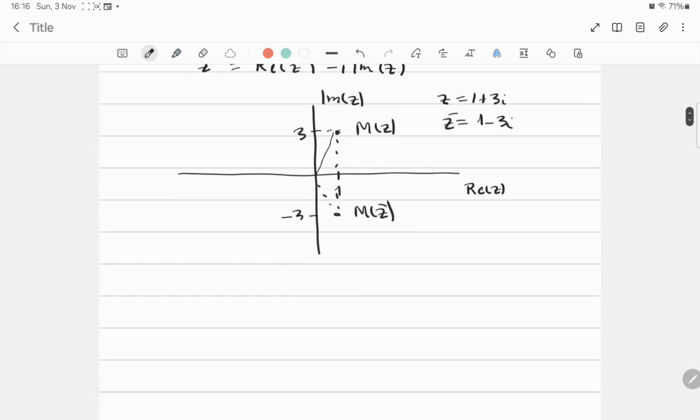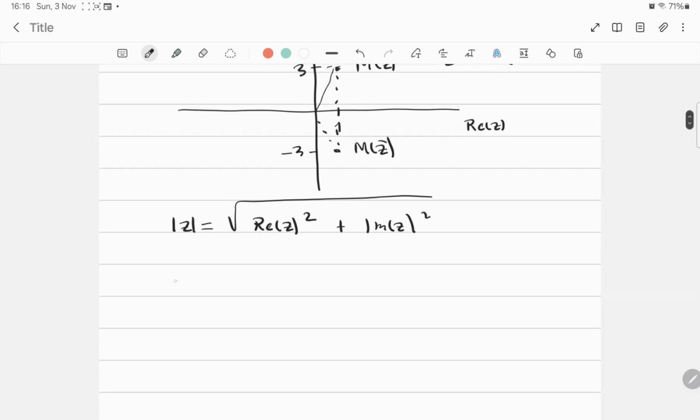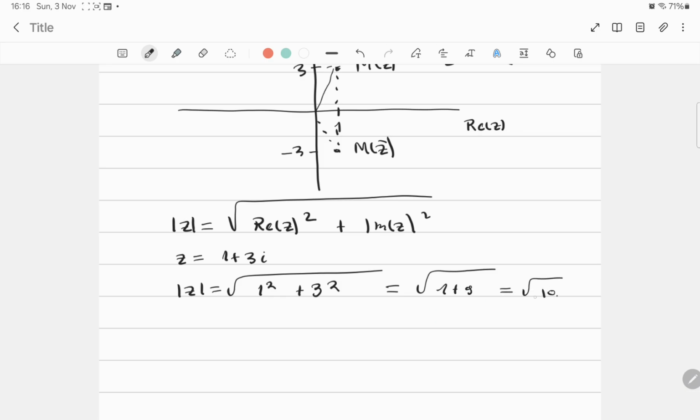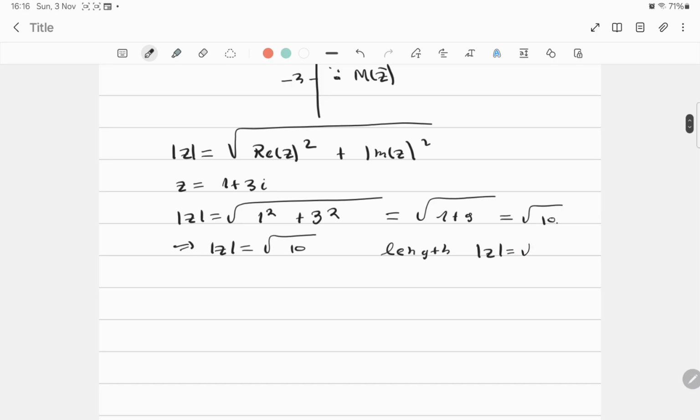Okay. How do we calculate the modulus of z? It is the square root of the real part of z squared plus the imaginary part of z squared. So let's say that we want to find the modulus of this complex number: 1 squared plus 3 squared, 1 plus 9 equals 10. So the modulus of z equals the square root of 10. That's the length, the distance from the center of the complex plane. So the length of z equals the square root of 10.